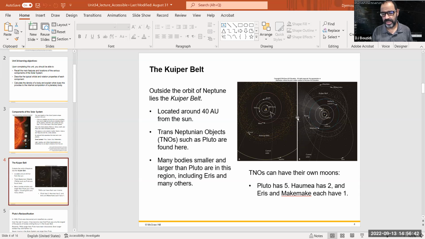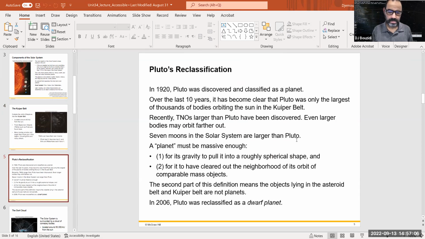The frost line passes probably around the middle of the asteroid belt, but the Kuiper belt is way past the frost line. So all of the objects in here are frozen solid. Pluto itself is frozen solid for the most part of its time. You have to have elements that can evaporate at very low temperatures for it to have an atmosphere of some kind. And this is the story of Pluto and more TNO objects.